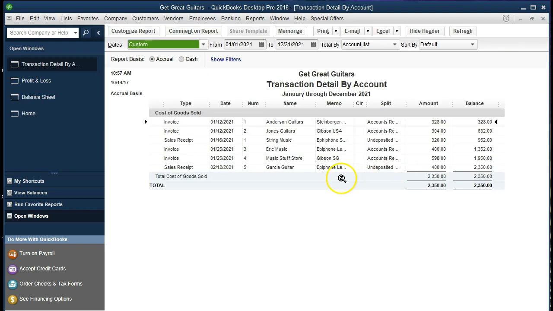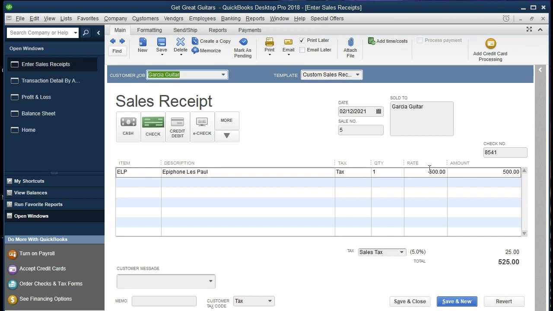Double clicking on that, we see Garcia guitars here. There's that 400 again. There's the other side of that. So this simple sales receipt actually has a lot going on. If you can understand what's going on with the sales receipt in terms of the financial statements, it's worth going back and forth and making sure you understand those relationships.